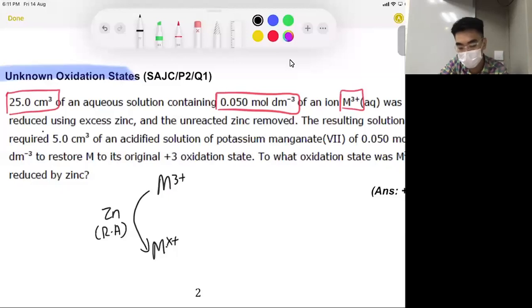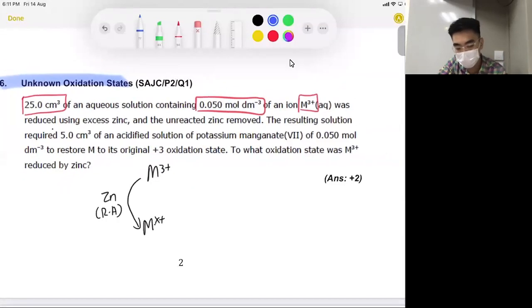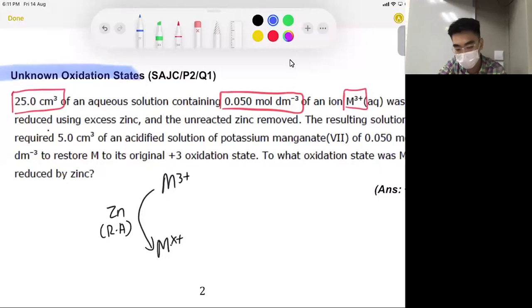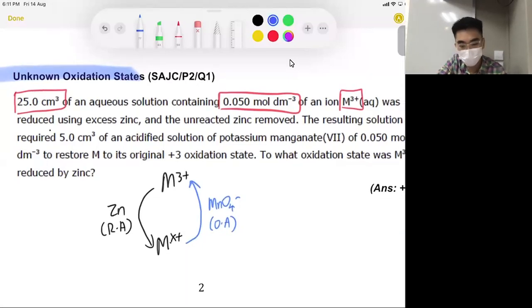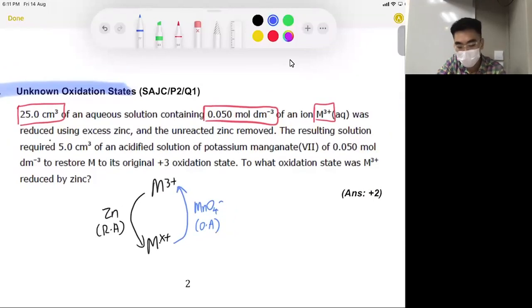So if you look at the question, they are saying that the resulting solution is the Fe2+. It was being oxidized back again by MnO4-. I remember one year a student asked me, why so pointless? Reduce and then oxidize, what's the purpose? I mean, there's no purpose, it's just a question. What we are trying to do here is that we actually know the moles of the MnO4-. If I box this up, we know the volume, we know the concentration.